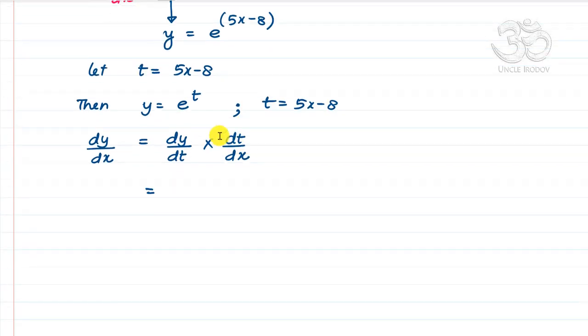Then when you find out dy by dt, you will have to use the first expression. How much will that be, dy by dt? That's e power t itself multiplied by, what is dt by dx? 5. Yes, you're right. So this is 5 e power t, and then you change back. You say this is 5 e power 5x minus 8. Done. So that's the final answer here.